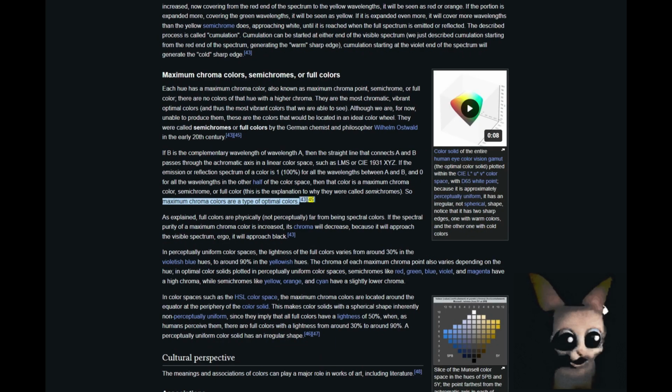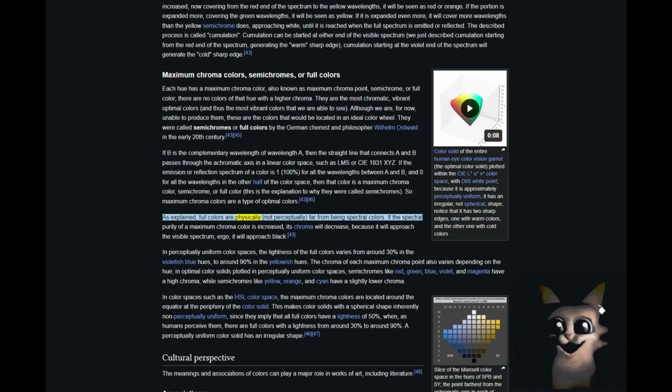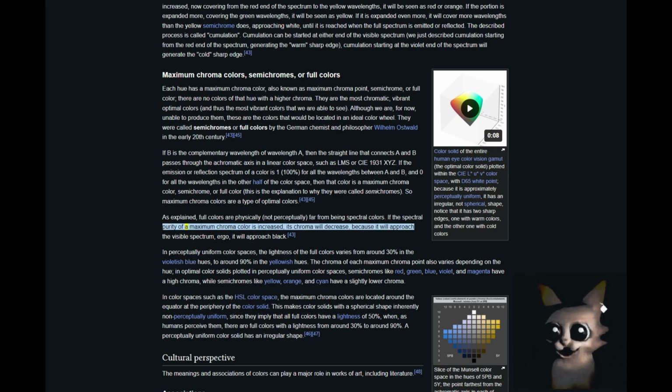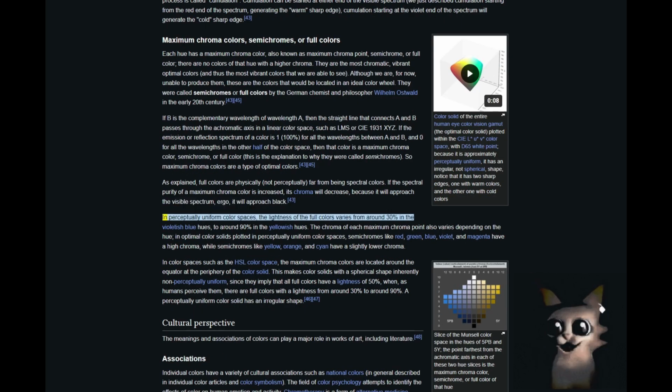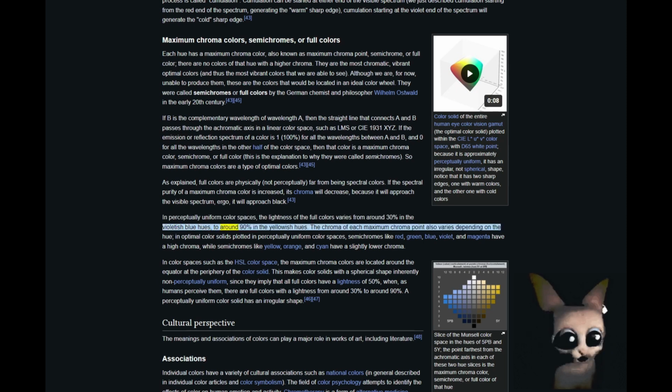43-45. As explained, full colors are physically, not perceptually, far from being spectral colors. If the spectral purity of a maximum chroma color is increased, its chroma will decrease, because it will approach the visible spectrum, ergo, it will approach black. 43. In perceptually uniform color spaces, the lightness of the full colors varies from around 30% in the violetish blue hues to around 90% in the yellowish hues.